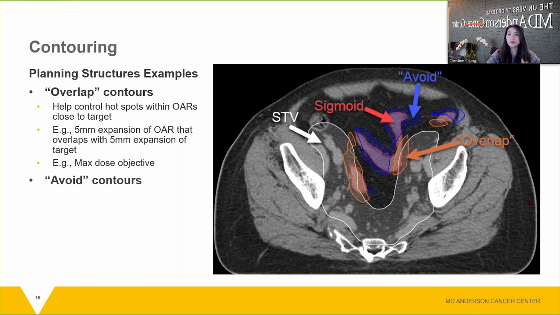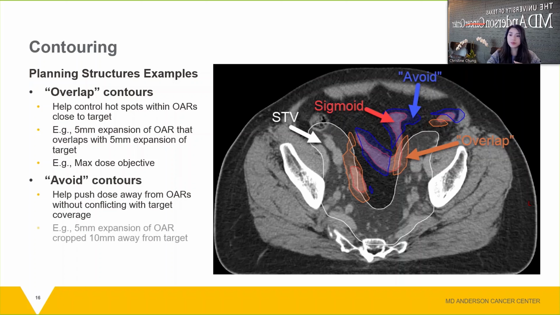I also use avoid contours. These help push the dose away from the OARs, further away from the target, so that you don't create a conflicting objective with it. Similarly, I use a 5 millimeter expansion of the OAR. However, this time I crop it 10 millimeters away from the target and set a GEUD objective. And so you can see here, this would be able to be pushed a lot harder than anything closer to the target.